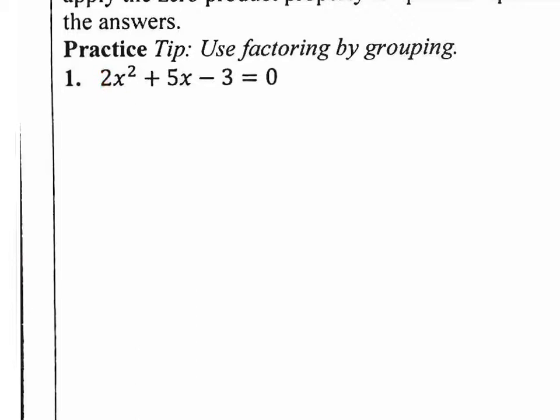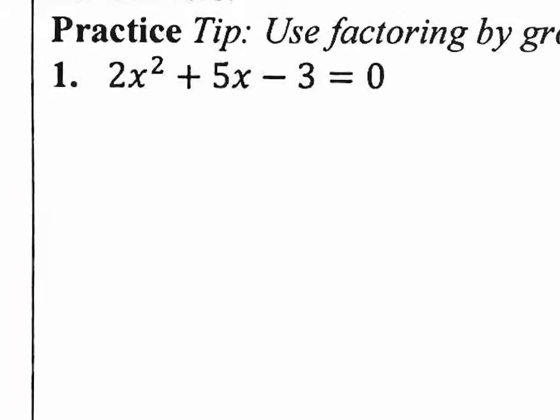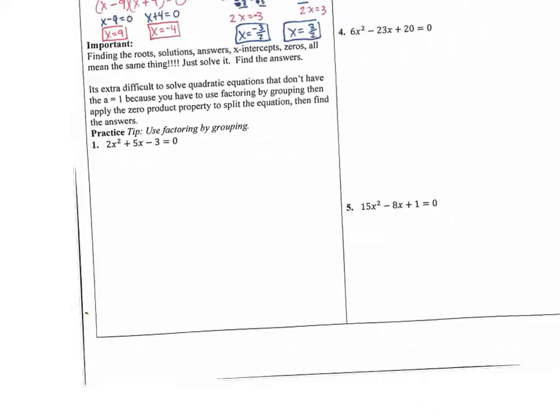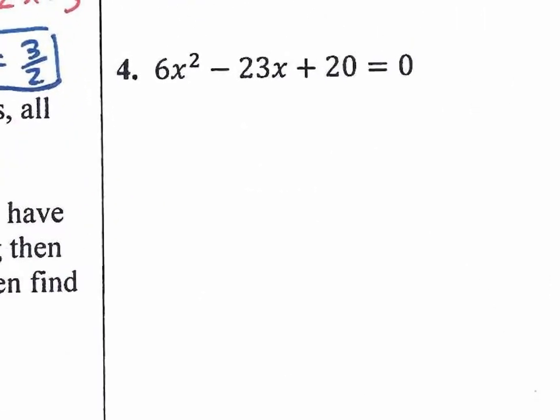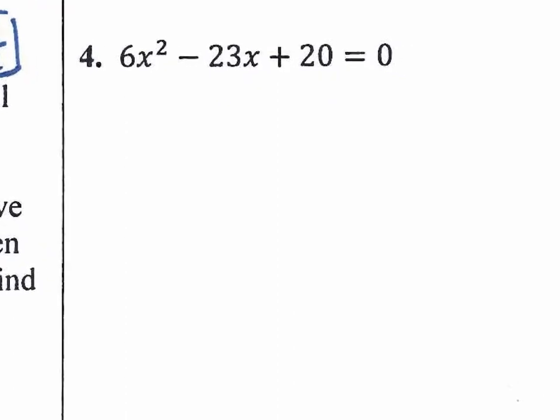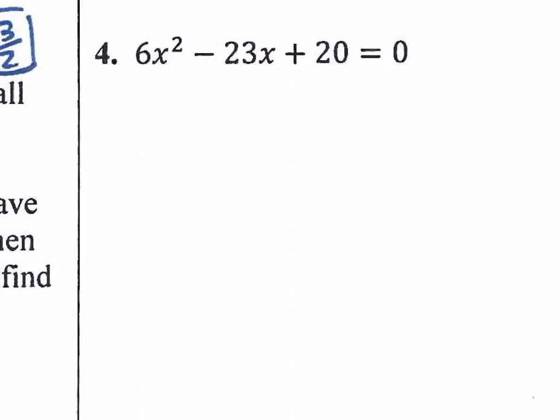It's that long process. So let me guide you through one of them. Which one would you like to see? 1, 2, 3, 4, 5. Which one? 4. 4? Okay, let's go to 4. Wow, this one's going to be ugly. Nice choice. What's step 1? Multiply a times c. So what is 6 times 20?